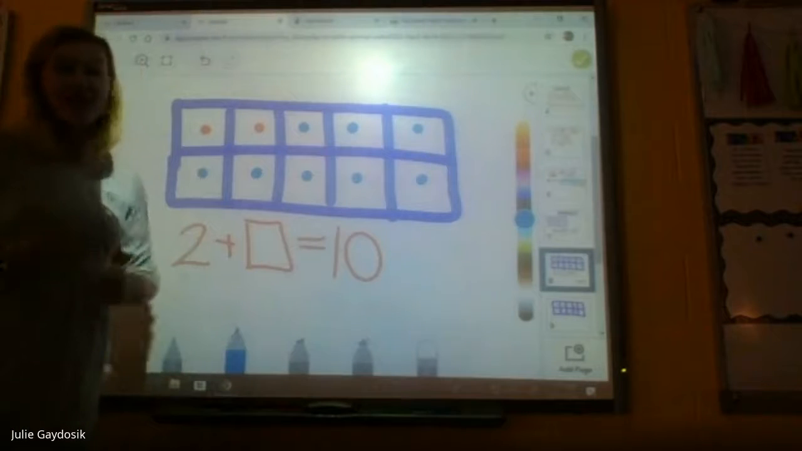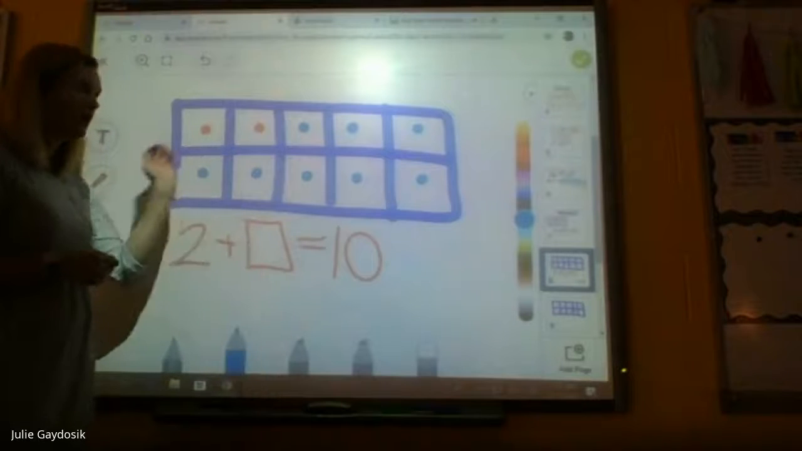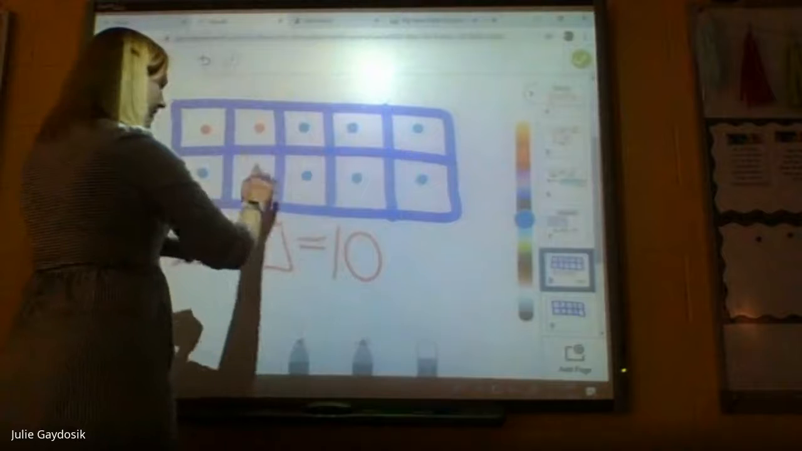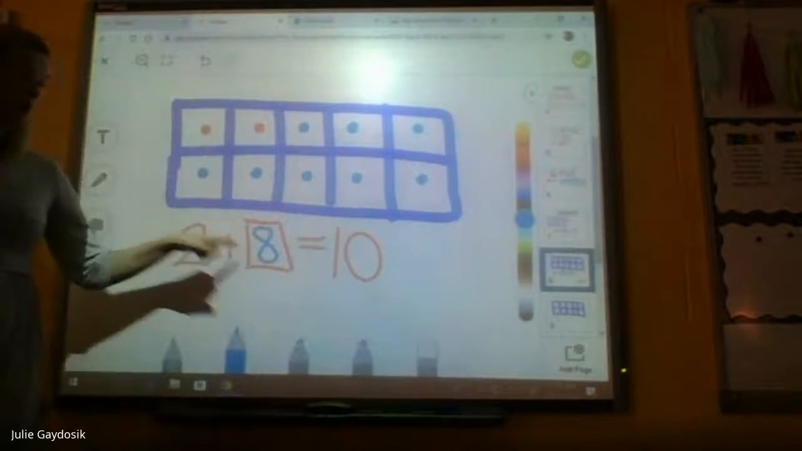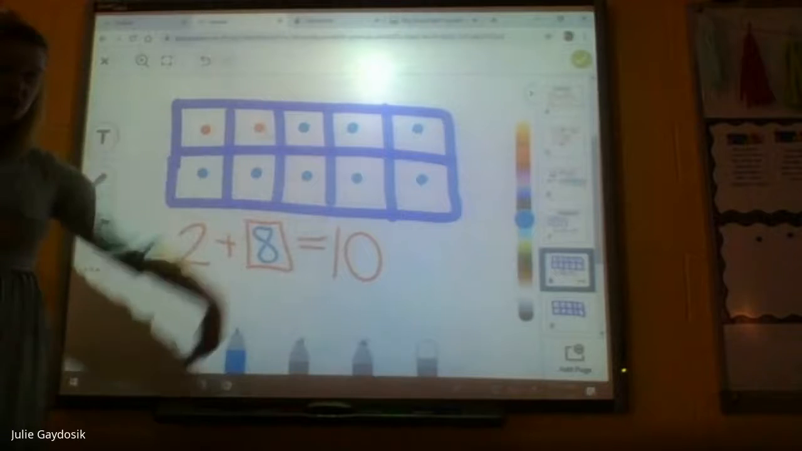I made a mistake and I went back and I double checked my work. I didn't just go, oh, that's 8 or oh, that's 7. I went back and double checked. 1, 2, 3, 4, 5, 6, 7, 8. So it takes 8 more from 2. 2 plus 8 equals 10.